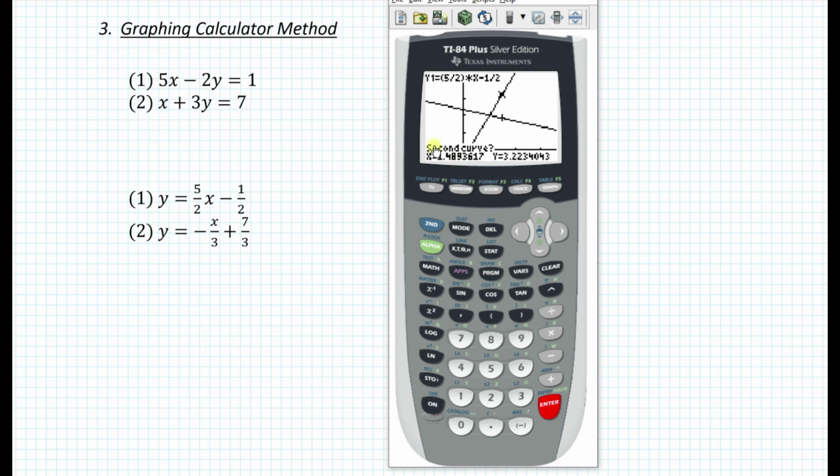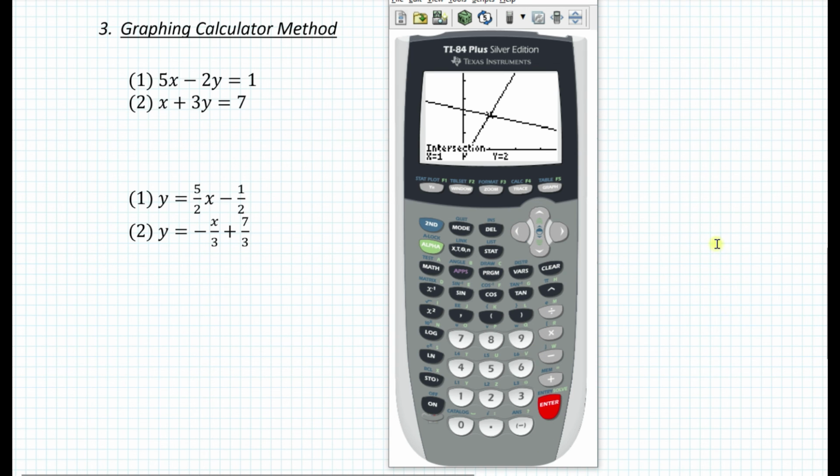And now it's asking you which one is the second curve. So the cursor will automatically jump onto the second curve, okay? So you press enter again. And then it says guess a point. So at this point, you want to go close to the point of intersection with the cursor, okay? And then you press enter again.